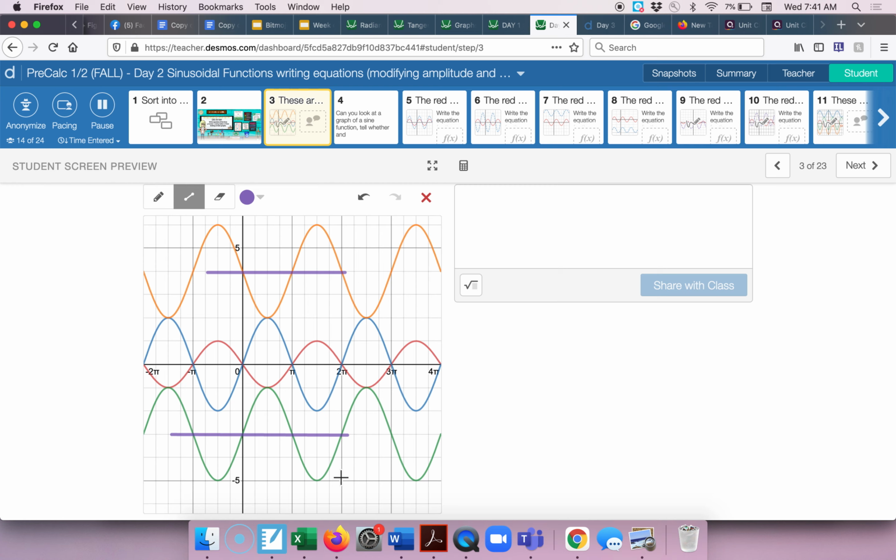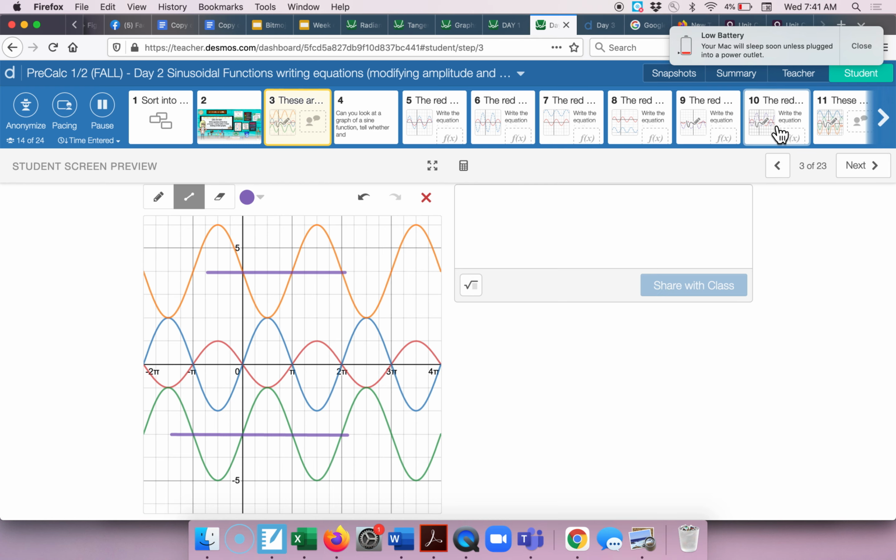Now, how do you know if they're positive or negative? Okay, if it starts at the midline and dips down first, it's negative. So the orange one's negative, the red one's negative. Right? And then the other two are positive because they started at the midline, but then they go up first. Boom, go up first. So orange and red are negative, blue and purple are examples of positive.